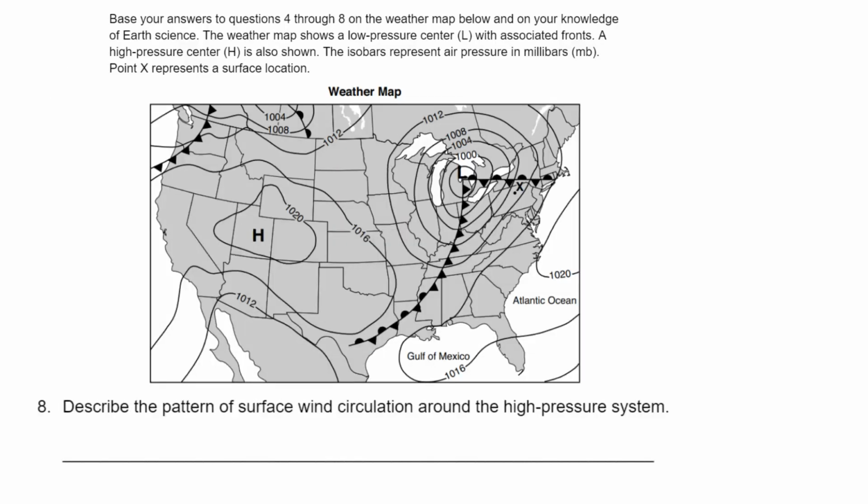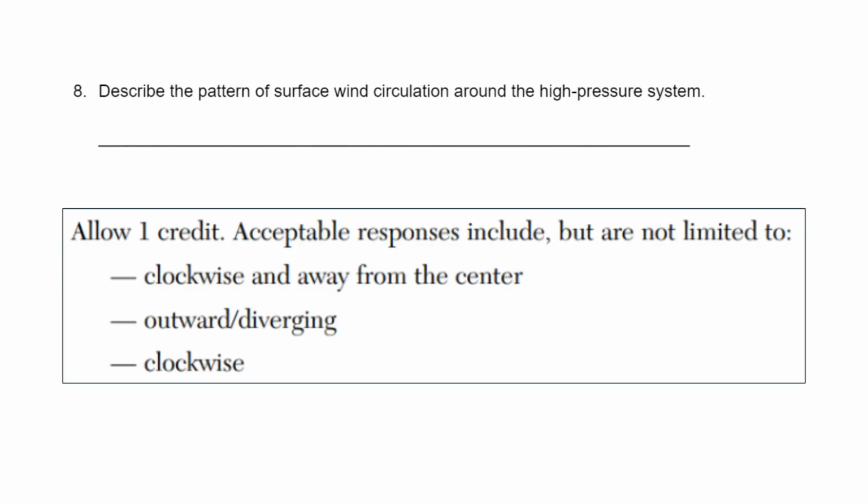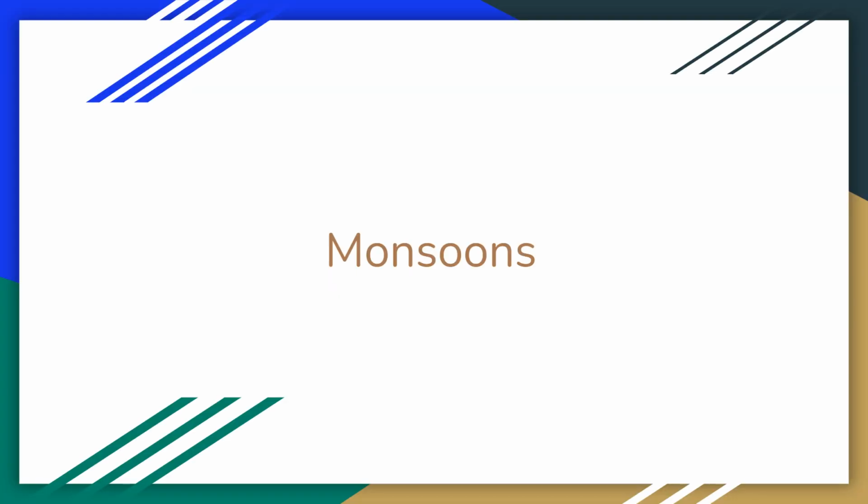Number 8. Describe the pattern of surface wind circulation around the high pressure system. The correct answer is clockwise. Remember, high pressure areas move clockwise and away from the center. You could say that. You could also say outward or diverging. You could say just clockwise is fine. This would be the most accurate: clockwise and away from the high pressure towards low pressure. So in the next video, we'll talk about monsoons.